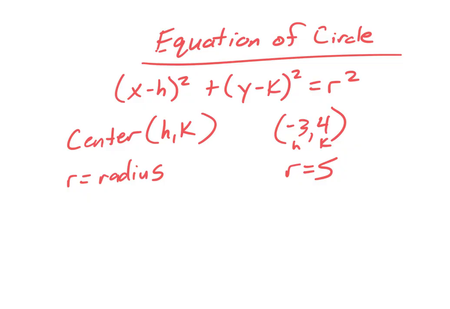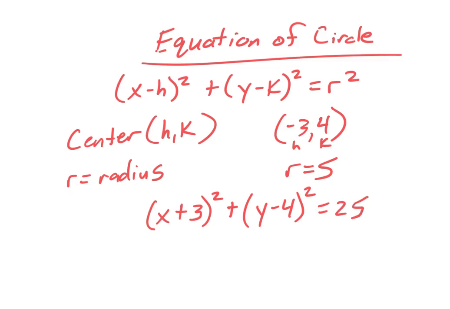Those numbers get plugged right into the formula. So we're going to go x minus negative 3 is x plus 3 squared, because we subtracted a negative. We always put a plus sign in between. My K value is 4, so that would be y minus 4 squared equals 5 squared, which is 25. So we're just going to take those 3 pieces of information, put it in for h, k, and r, and that's my equation. No solving it, no work to do. That's your equation.